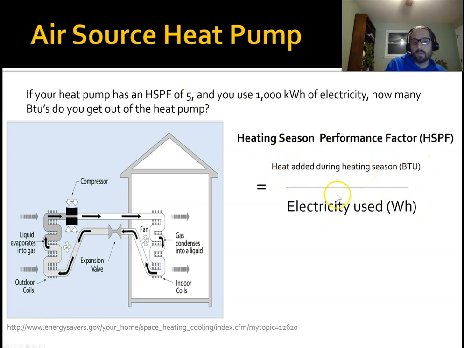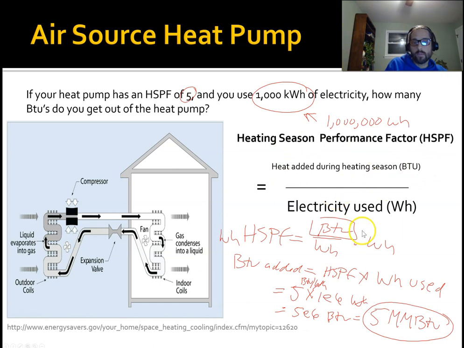So you just do a little bit of rearrangement for this, right? Very basic algebra. So if you do that, what you end up doing is you take the HSPF times the watt hours used, and you end up with 5 million BTUs or 5 MMBTU. That's how many BTUs you would have provided in heating, assuming an HSPF of 5 and 1,000 kilowatt hours of electricity. Okay, so the math here is not hard. You just have to kind of know what you're talking about here.